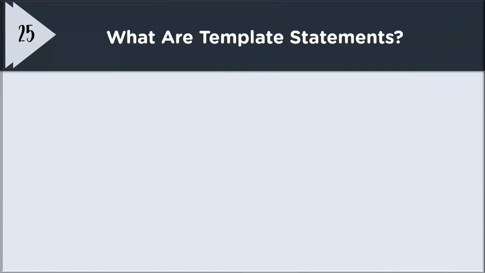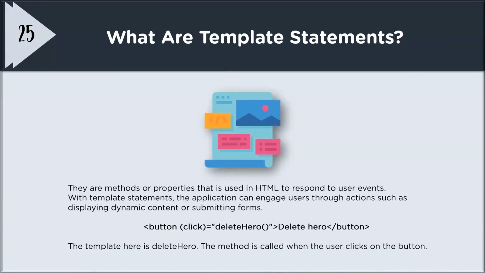Moving on to the next question. What are template statements? Template statements are properties or methods used in HTML for responding to user events. With these template statements, the application that you are working on can have the capability to engage users through actions such as submitting forms or displaying dynamic content. The most common example is the button tag. The template statement here is deleteHero. This method is called when the user clicks on the button. So this brings interactivity to your application.